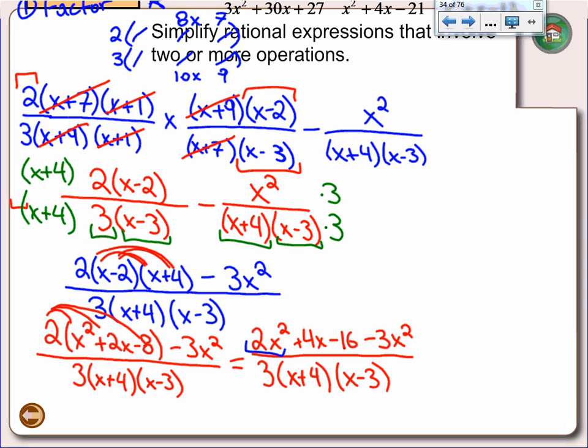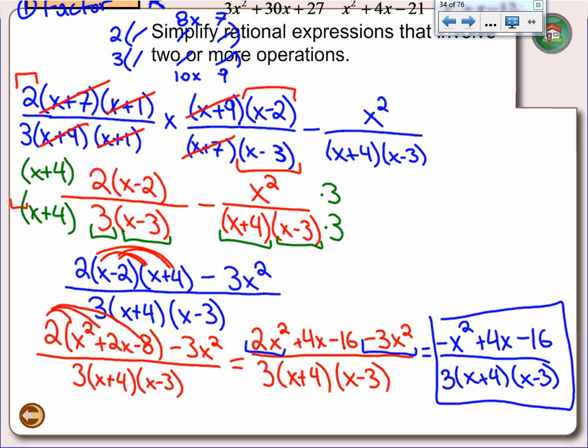And since I'm running out of space, I'm just going to combine them and write it out. Well, I'll have it over here. So it equals negative x squared plus 4x minus 16, all divided by 3, x plus 4, x minus 3. That would be your final answer. That's a lot of work. That's a tough question. You have to know a lot of things. You have to remember how to multiply your fractions. Then you have to remember how to subtract your fractions.